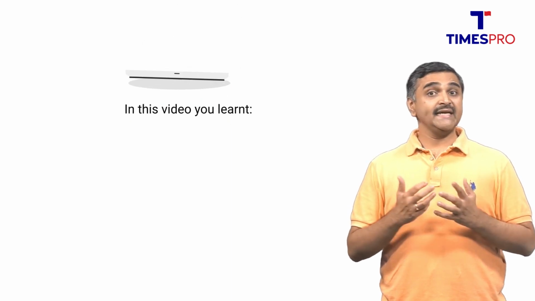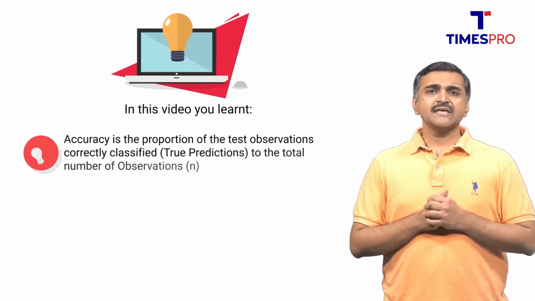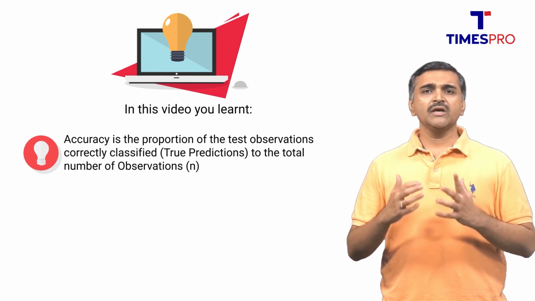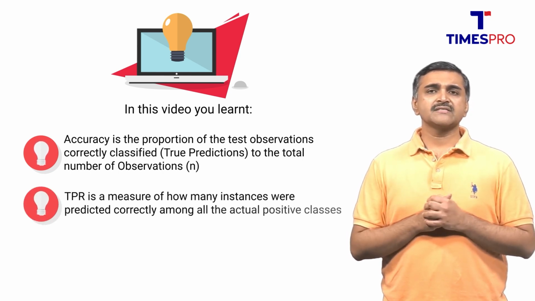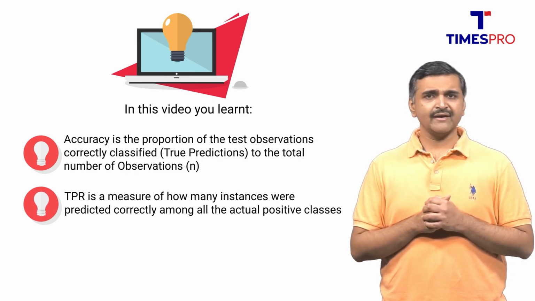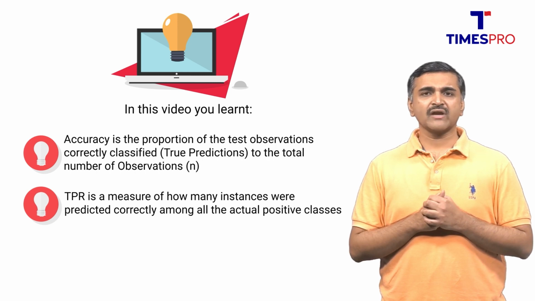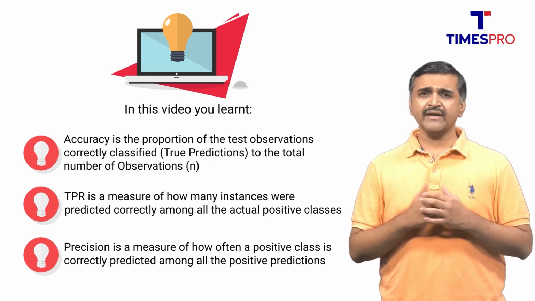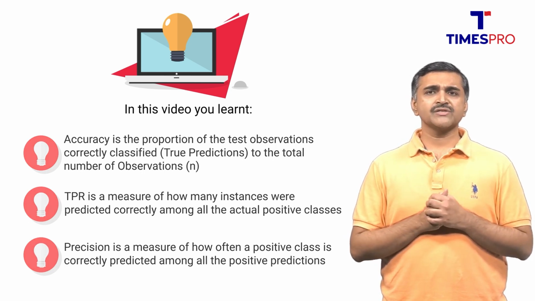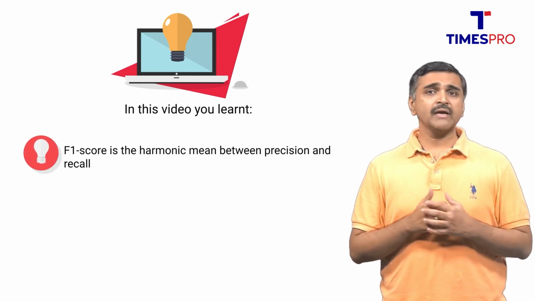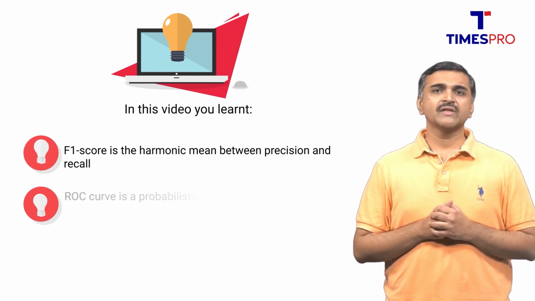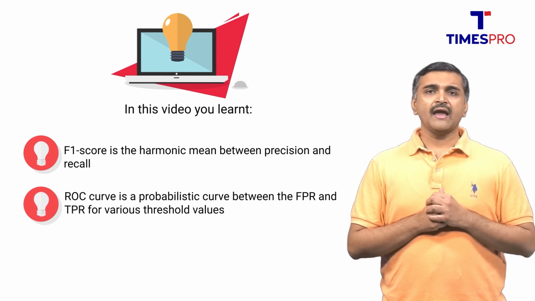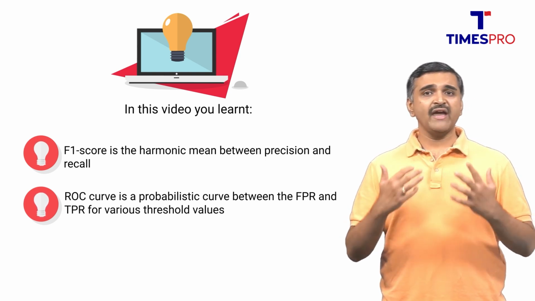Now let's summarize the key takeaways from this video. Accuracy is the proportion of the test observations correctly classified to the total number of observations. True positive rate is a measure of how many instances were predicted correctly among all the actual positive classes. Precision is a measure of how often a positive class is correctly predicted among all the positive predictions. F1 score is the harmonic mean between precision and recall. The ROC curve is a probabilistic curve between the false positive rate and true positive rate for the various threshold values.